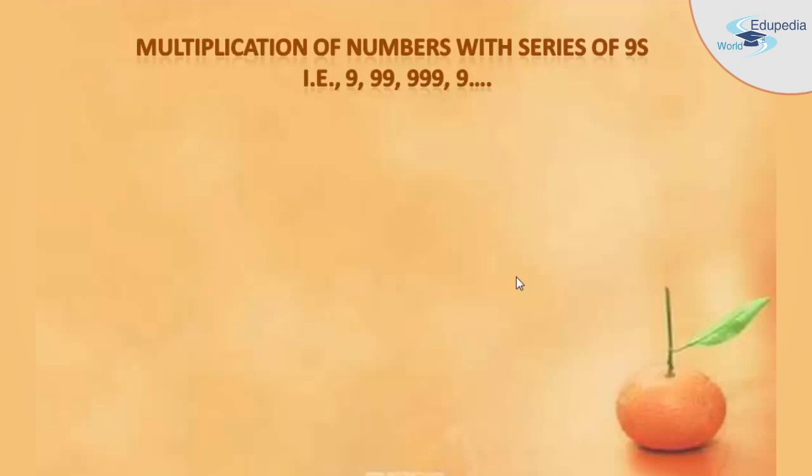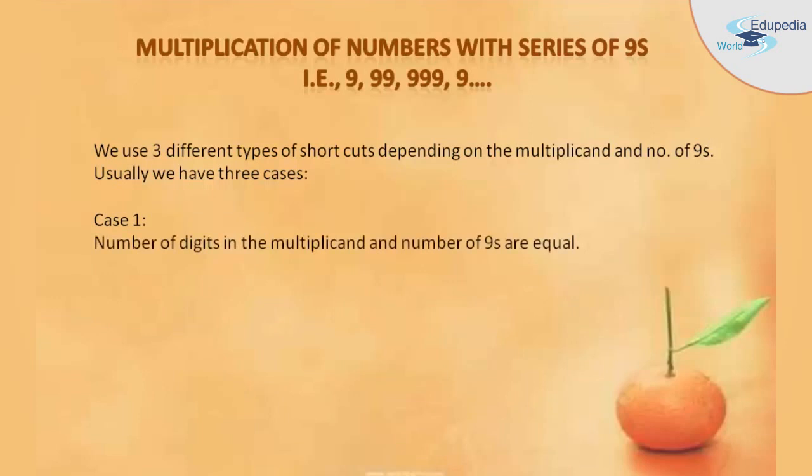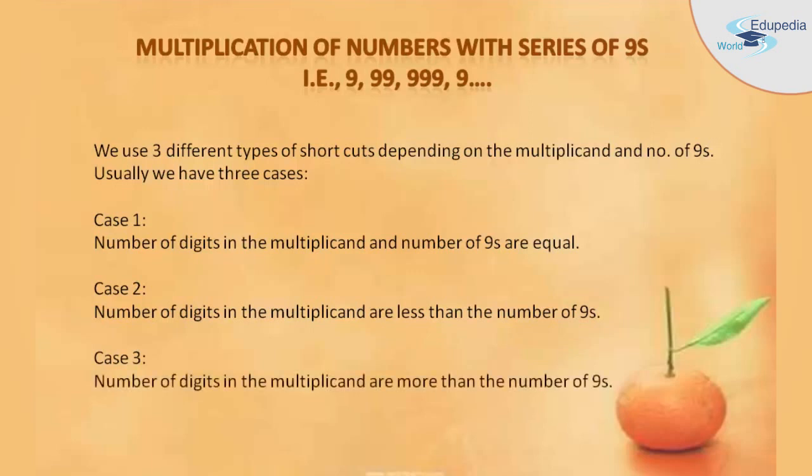The shortcut that we are going to use in this session depends upon the number of digits that are in the multiplicand and the number of nines that are in the series. Usually we have three types of cases. In case number one, if the number of digits in the multiplicand and the number of nines in the series of nines are equal, we use one type of shortcut. And when coming to case number two, if the number of digits in the multiplicand are less than the number of nines in the series of nines, then we use a different type of shortcut. And when coming to case number three, if the number of digits in the multiplicand are more than the number of nines in the series of nines, we use another type of shortcut.